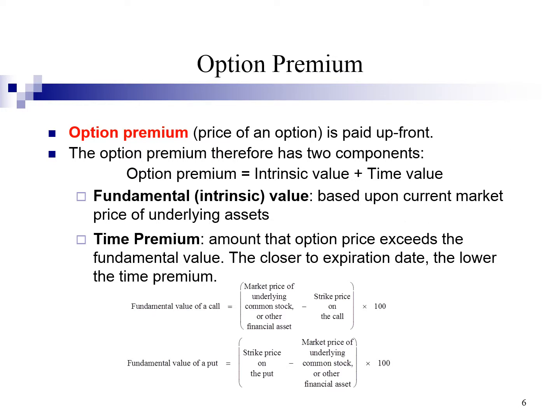The option premium has two components, intrinsic value and time value. Intrinsic value, or fundamental value, is based upon the current market price of the underlying asset. Time premium is the amount that the option price exceeds the fundamental value. The closer to expiration, the lower the time premium.